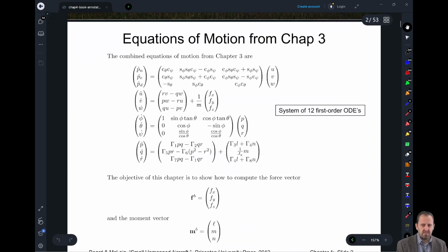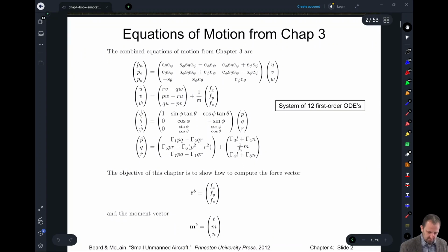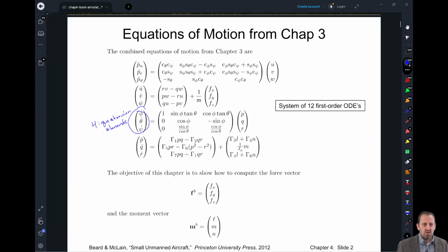As we saw from the previous chapter, we went through and we were able to find equations of motion for the entire system. So here's the 12 degree of freedom representation. We can also replace our roll, pitch, and yaw with 4 quaternion elements that make up a single quaternion. So from Chapter 3, we learned about 12 or 13 dynamic equations.